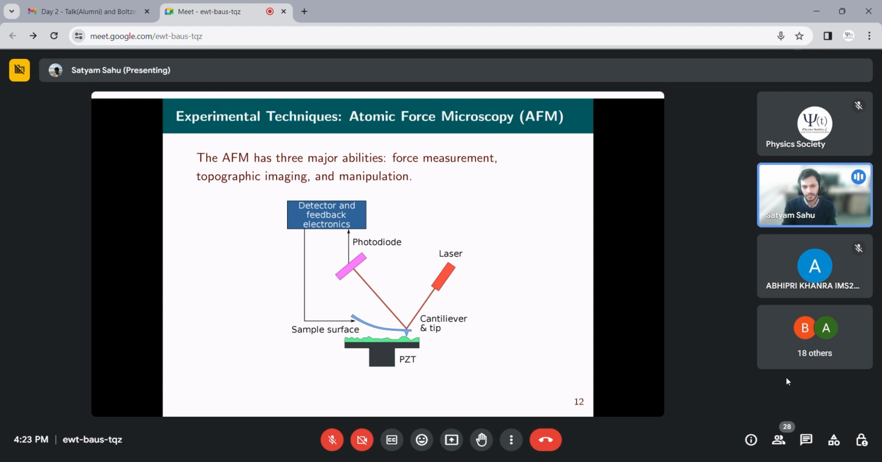The concept here is very simple. You have a sample here, and then you have a tip here. The sample moves on the piezo surface, and the tip probes the surface, and then you can see the signal through some electronics, in the most simple way. And from there, the signal can be converted to the height signal or topographic signal accordingly.